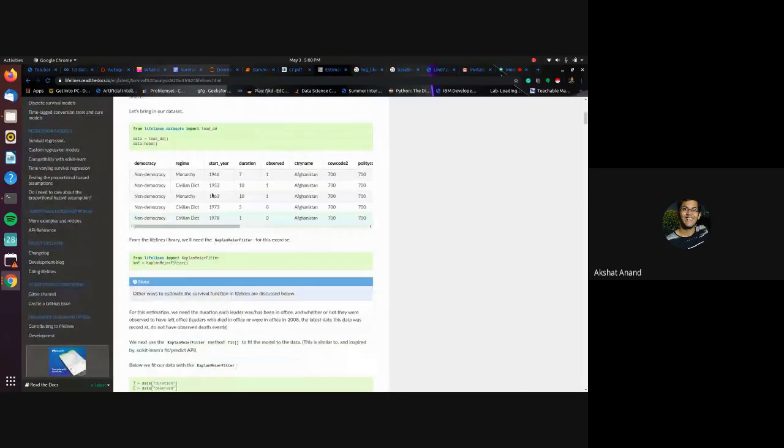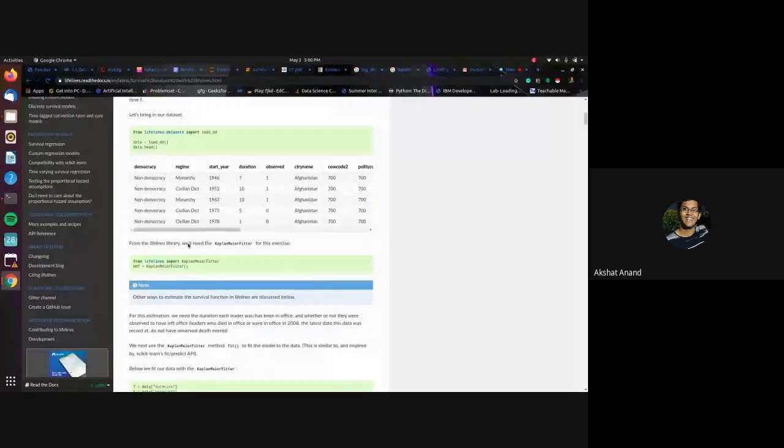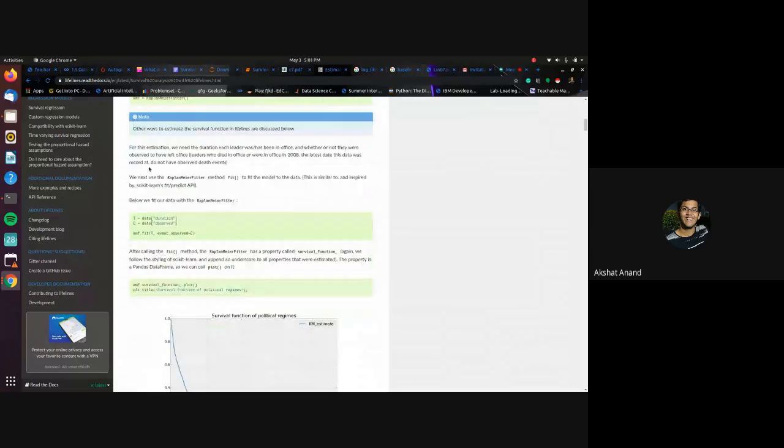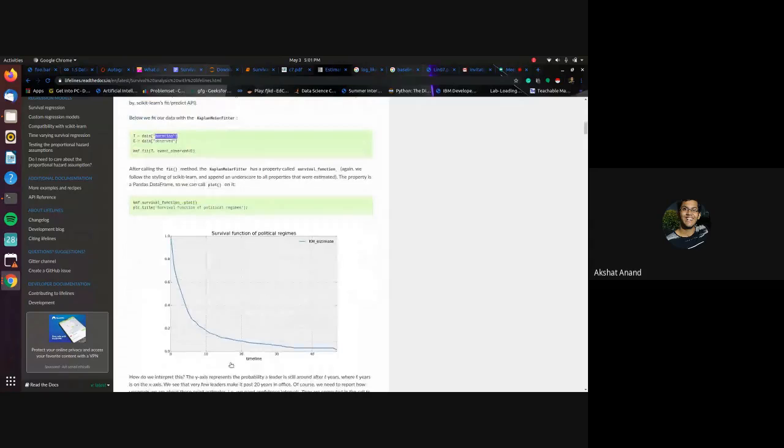So here, given a data set for all the presidents, as we can see here, from the library it uses a method which is Kaplan-Meier, and it uses KMF as an object for this. For this estimation, we use the duration as a label. So it gives two values, observation and durations. Observation will be the y-axis and duration will be the x-axis.